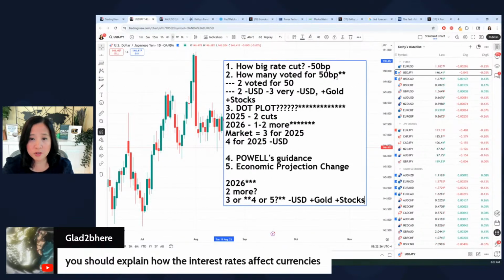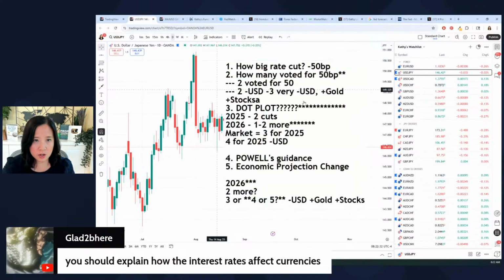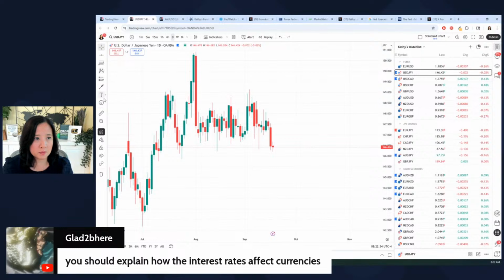First off, the most important things that we look at is how many voted for 50 basis points and what the dot plot shows. I'm going to erase all this, okay? Because we're going to start again with the trades.